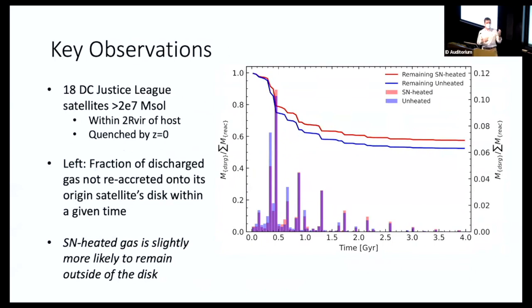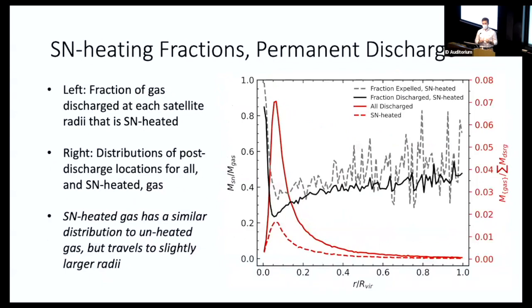And so what we're looking at here is after a gas particle has been discharged from a satellite, we start timing them to see how long they take to return to the disk of their origin satellite. And in particular, we make a distinction between red and blue lines here, which represent supernova heated gas and unheated gas respectively. And what we find is that as time goes on to 4 gigayears, the supernova heated gas is more likely to remain outside of its satellite's disk, suggesting that supernova heating may influence gas discharge.